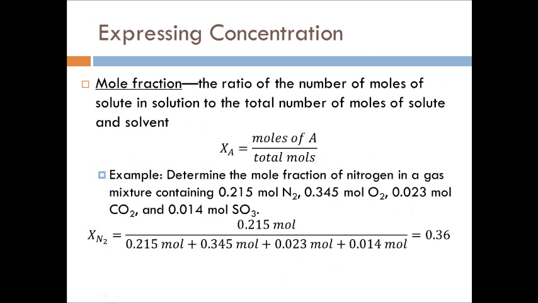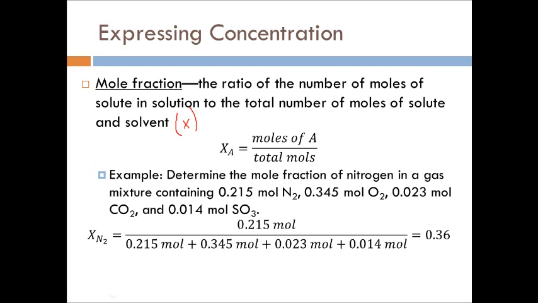Alright, now our final way of expressing concentration is known as the mole fraction. It's essentially what the name implies. You take the moles of a certain compound and you divide by the total moles. Mole fraction is symbolized by X. So let's look at an example. Determine the mole fraction of nitrogen in a gas mixture containing 0.215 moles of nitrogen, 0.345 moles of oxygen, 0.023 moles of CO2, and 0.014 moles of SO4.